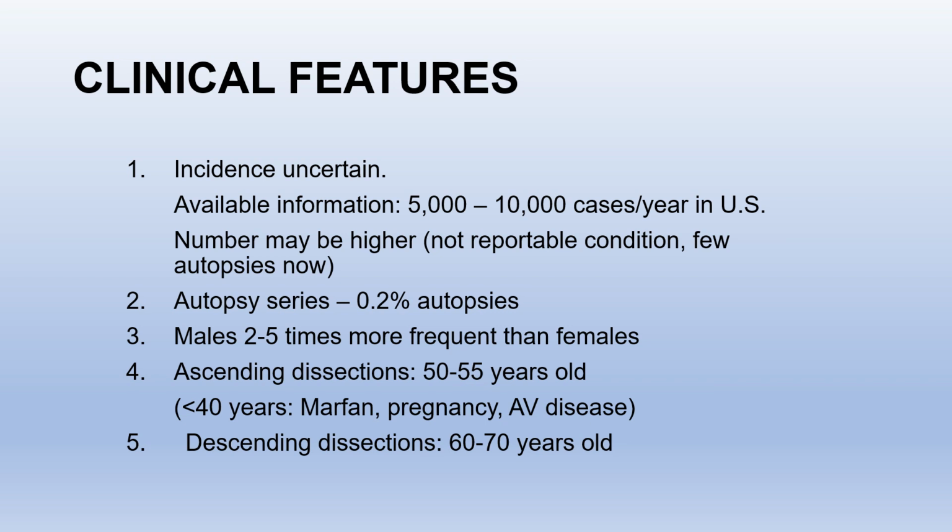Male 2 to 5 times more frequent than females. Ascending dissections occur at 50 to 55 years old. Less than 40 years: Marfan, pregnancy, AV disease. Descending dissection at 60 to 70 years old.